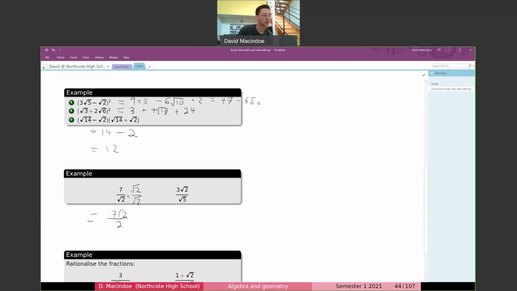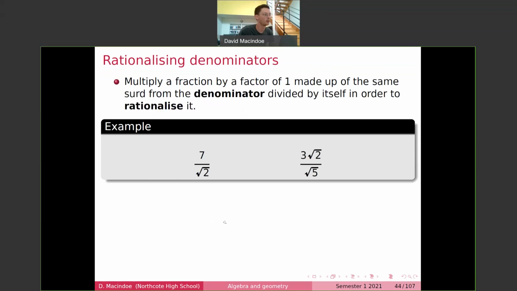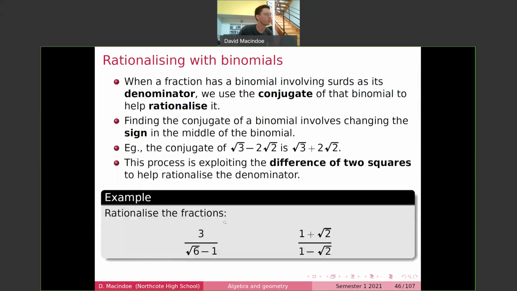Here, similar again, we just look at the denominator, times it by 1, but we times it by 1 such that we're going to get a rational denominator on the bottom. So we do times root 5 here. So 3 root 2 times root 5 is 3 root 10. And root 5 times root 5 is just 5. If you can cancel out, do some cancelling, but here, there's no cancelling we can do.